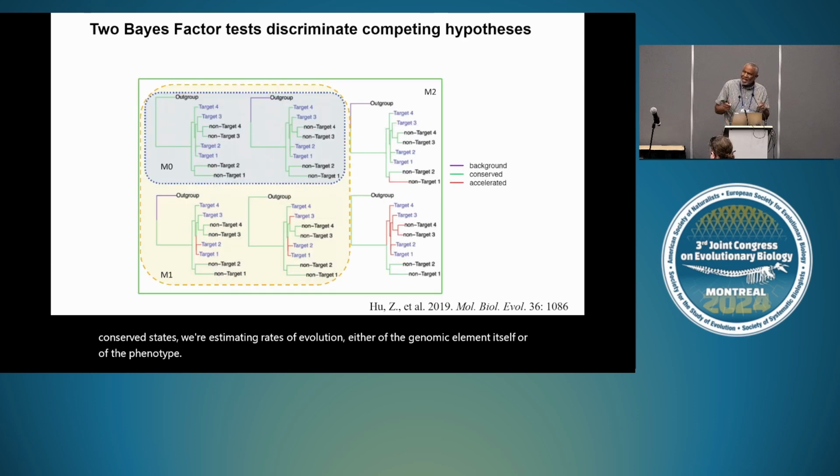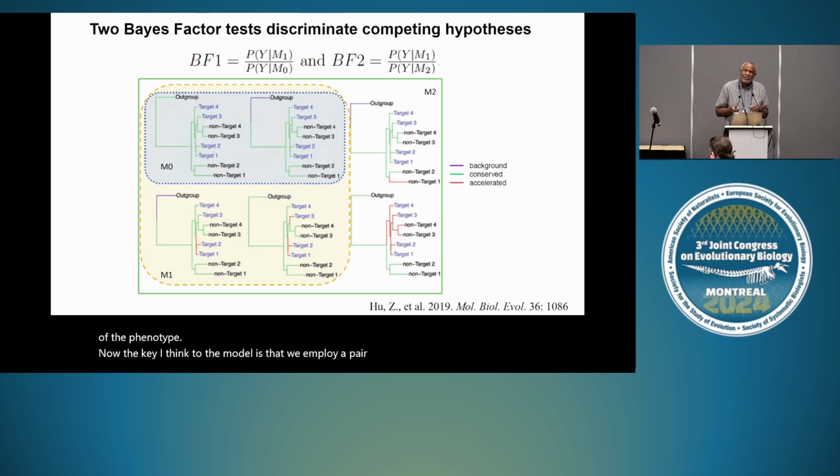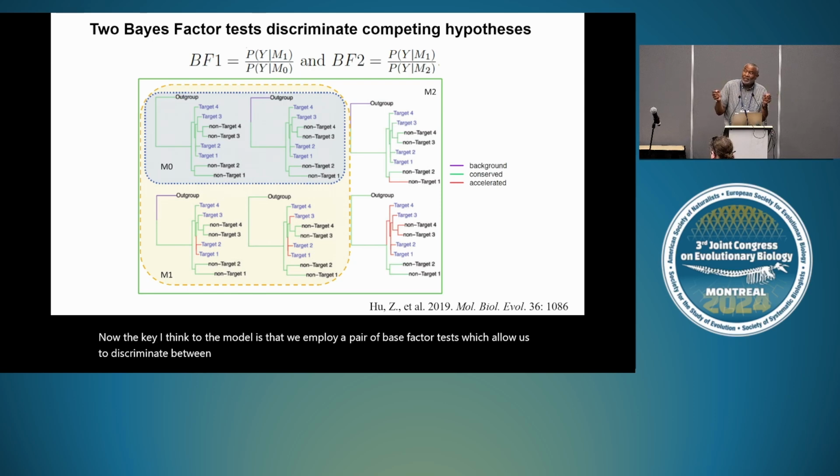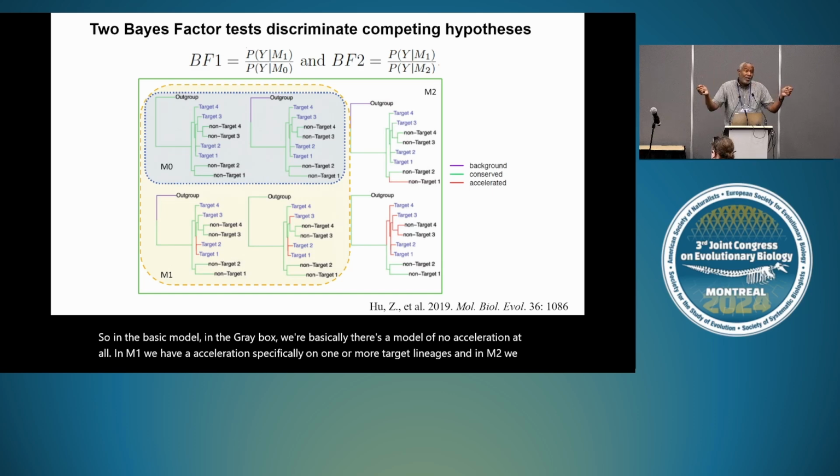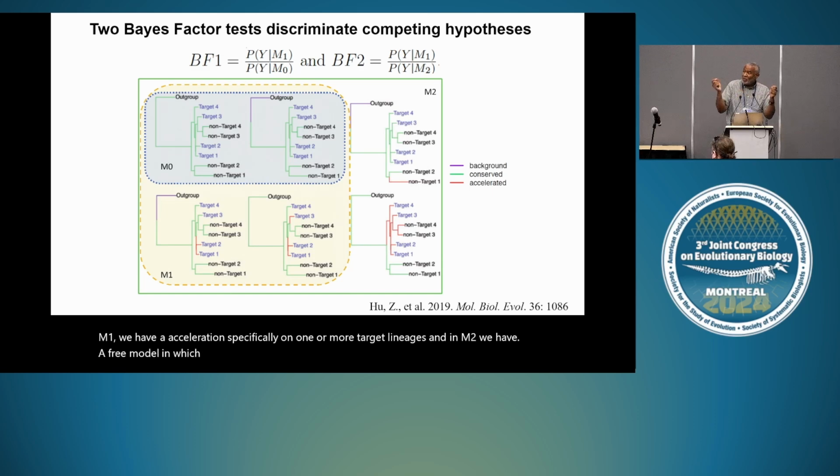Now, the key, I think, to the model is that we employ a pair of Bayes factor tests which allow us to discriminate between that clade-wide acceleration and the lineage-specific acceleration. So in the basic model, in the gray box, that's a model of no acceleration at all. In M1, we have acceleration specifically on one or more target lineages. And in M2, we have a free model in which acceleration can occur anywhere on the tree.